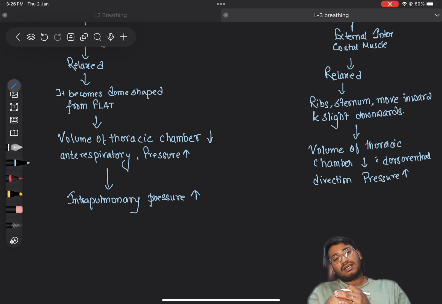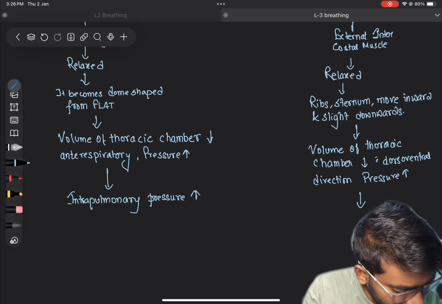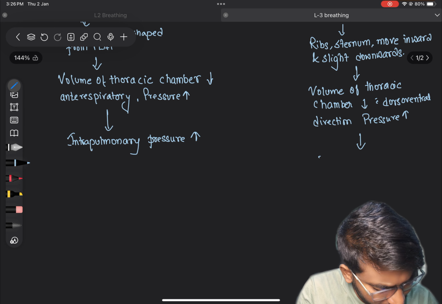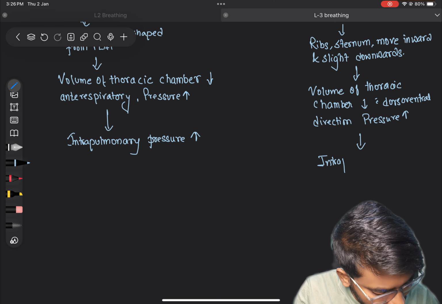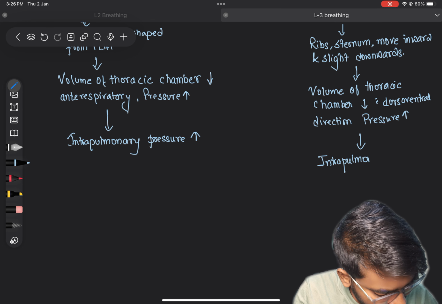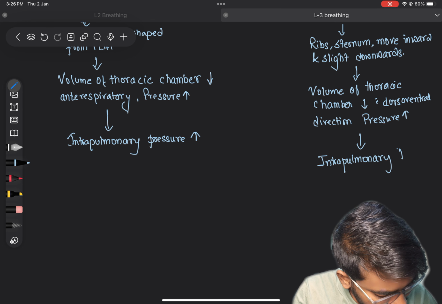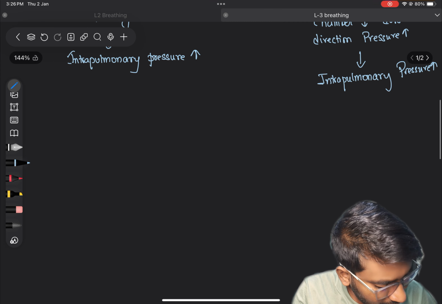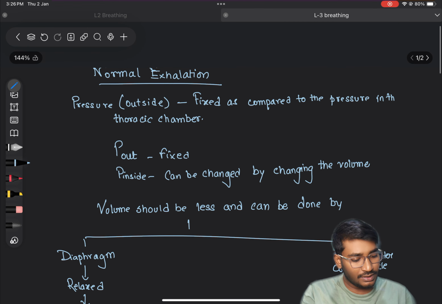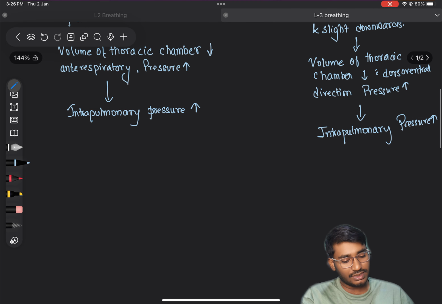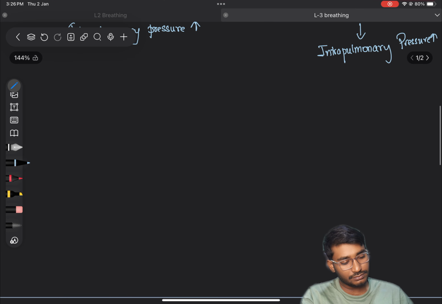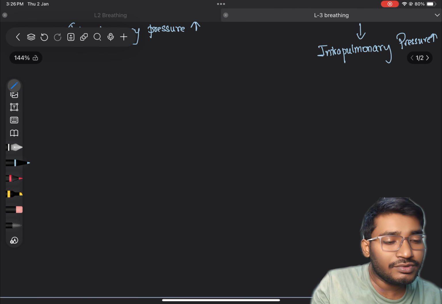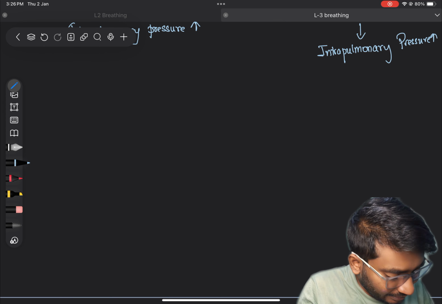जैसे थोरासिक चैम्बर का वॉल्यूम डिक्रीज होता है, प्रेशर इंक्रीज हो जाता है. प्रेशर इंक्रीज होने के बाद क्या होता है? इंट्रापल्मोनरी प्रेशर इंक्रीज हो जाता है. Now we come to the next topic. Write a note here.